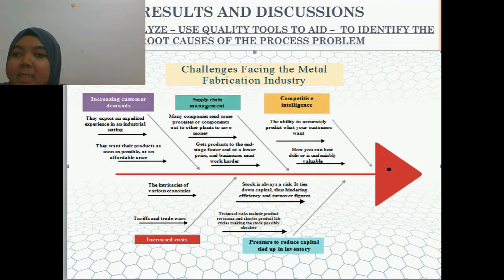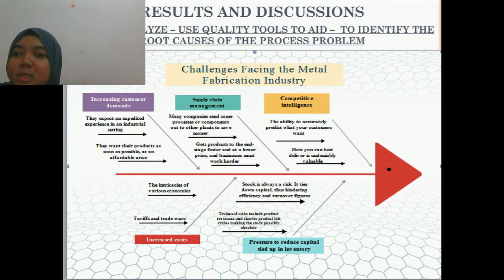And the second is supply chain management. Many companies send some processes or components out to other plants to save money and get products to the end stage faster and at a lower price, and businesses must work harder.